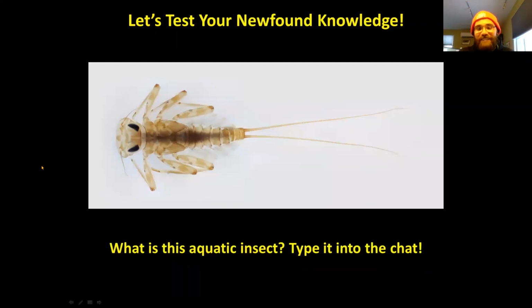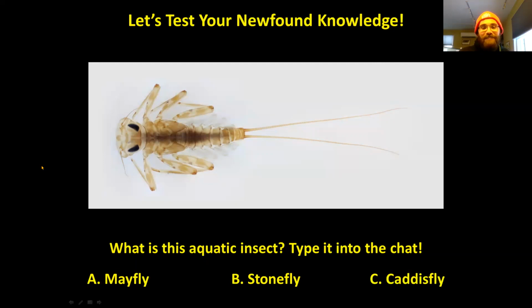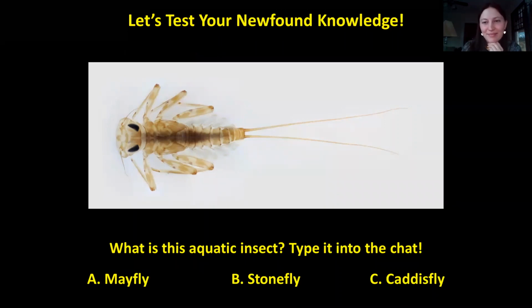What is this aquatic insect? Is this one a mayfly, a stonefly, or a caddisfly? Take note of this, but then what's going on in here as well? Okay, we got some answers for stonefly. It is a tricky one, yes. Some more answers for stonefly. Oh, okay, we got one answer for mayfly.